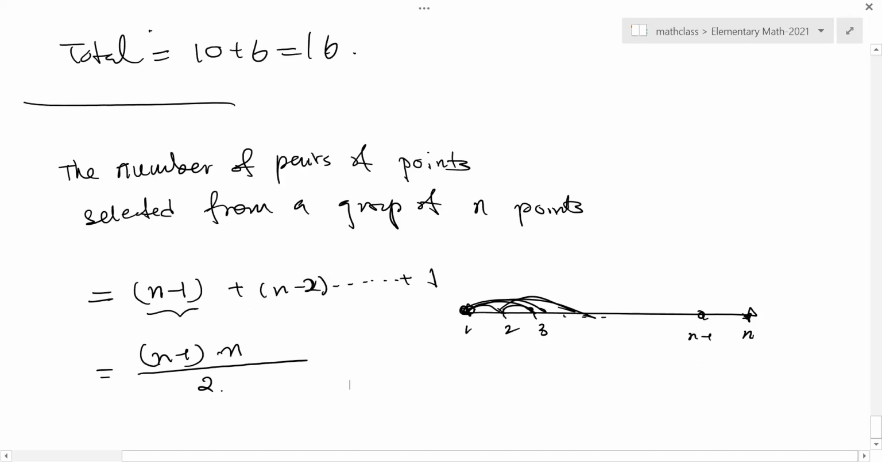Okay, so let's stop here. And the next topic is probably different. It's about rates.